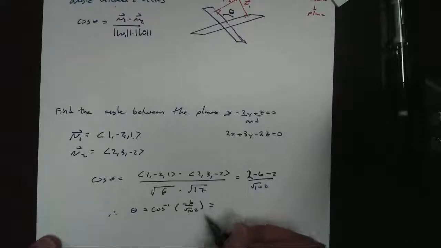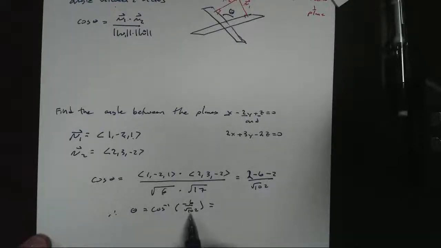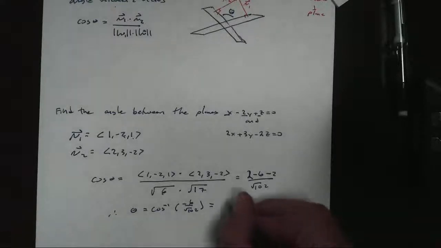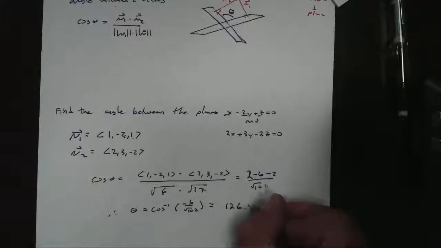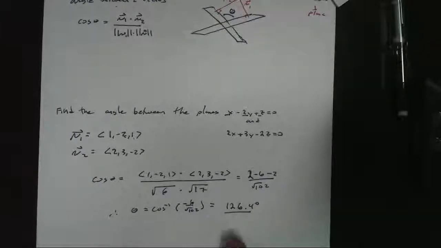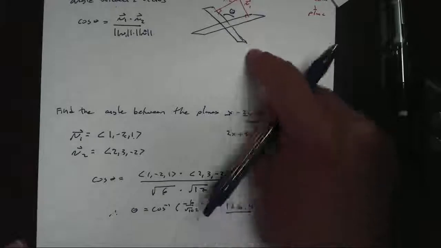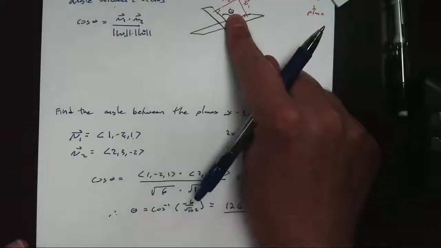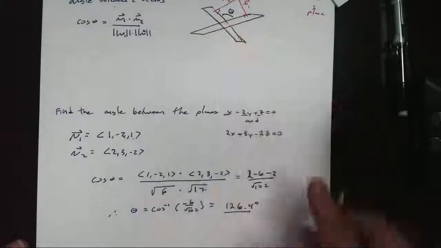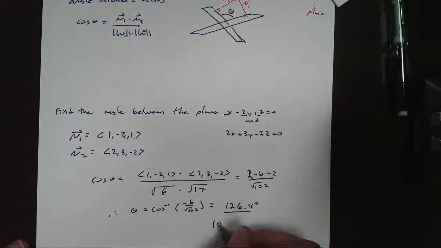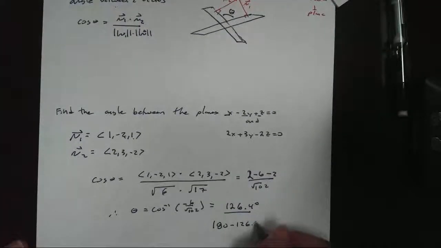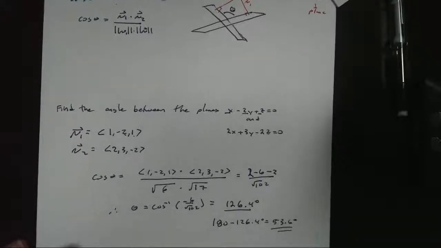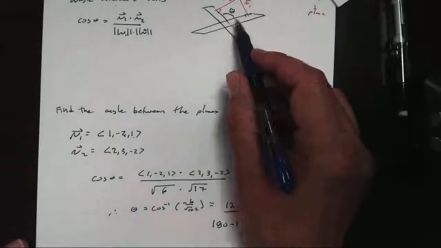Now, I'm going to do that really fast in my head. I'm teasing. If you type that in your calculator, you're going to get 126.4 degrees. But remember, this really isn't the angle that we were looking for, so we really have to take 180 minus that. 180 minus the 126.4 degrees gives us a whopping 53.6 degrees right there. And that's really the angle we were looking for.